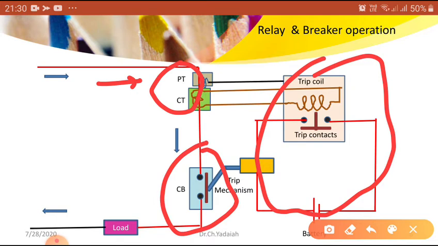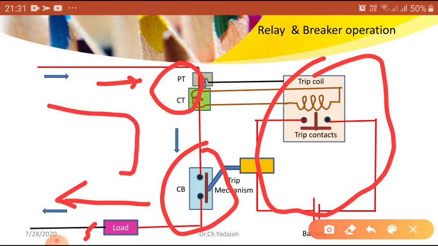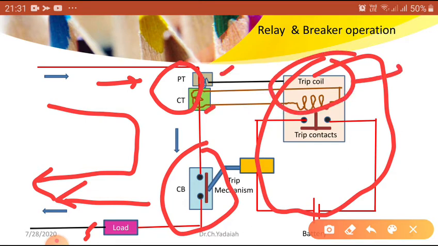Then next it comes here. Under normal conditions, if there is no fault in the system or load, no short circuit, whatever current enters will simply go through. During this period, whatever the CT and PT give to the relay coil, the relay will analyze the electrical characteristics in the line, whether they are within predetermined values or violating them, that is, within tolerance values or not.